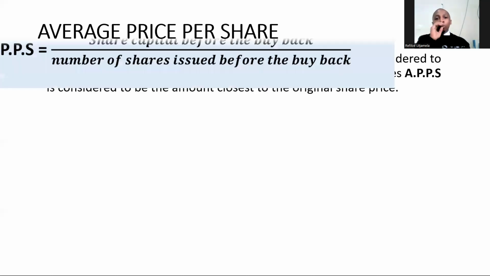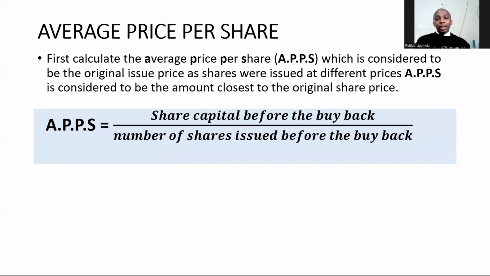Now, please note that when we buy back the shares, those shares might be bought back at an amount higher than APPS. If we buy them at an amount higher than APPS, we will incur a loss, because it means that we're returning money to the shareholders, but more than what we got from them. Therefore, we as the business are losing. How do we calculate the average price per share? You will take your share capital before the buyback and divide it by the number of shares issued before the buyback. So everything here happens before the buyback.